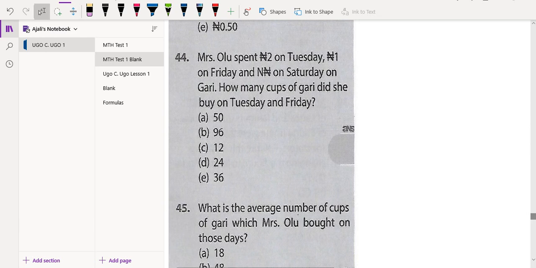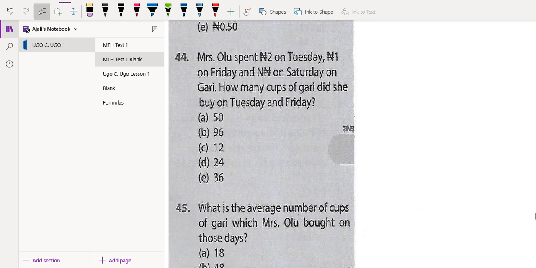So 44, read. Mrs. Olu spent 2 naira on Tuesday, 1 naira on Friday, naira on Saturday on Gari. How many cups of Gari did she buy on Tuesday and Friday? Okay, we might need more information to solve this. I guess the part that was skipped has the information. Do you understand? Yes, sir. We're going to skip this question too. Number 45, please.